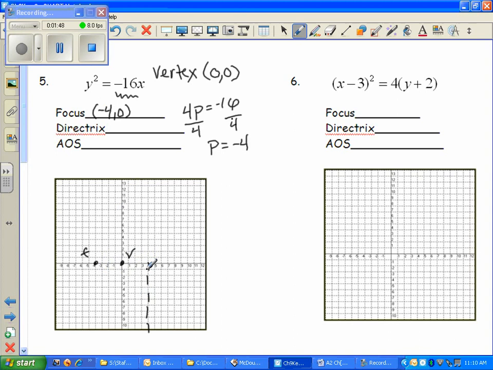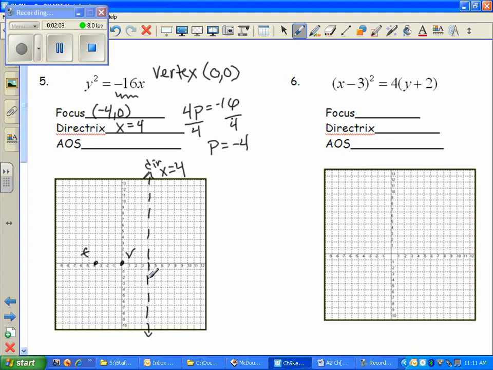Since we're going to open to the left, this will be a vertical line right here. It sort of underlines the parabola. So this is the directrix. And if you ever have a vertical line, that is the equation x equals a number. Since we're at 4, this is x equals 4 for the directrix.